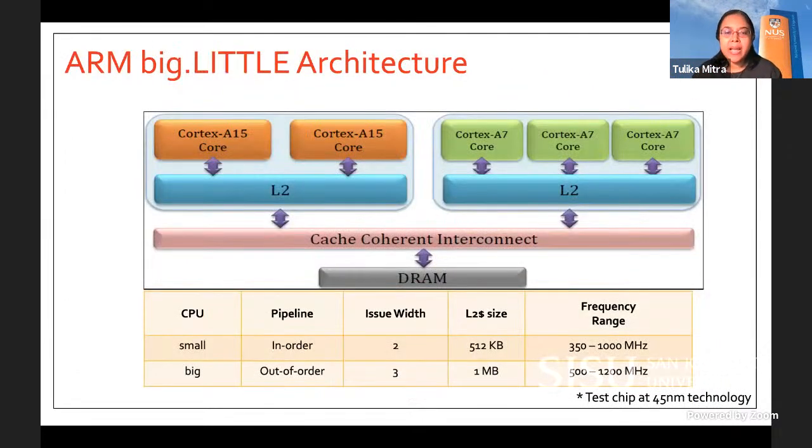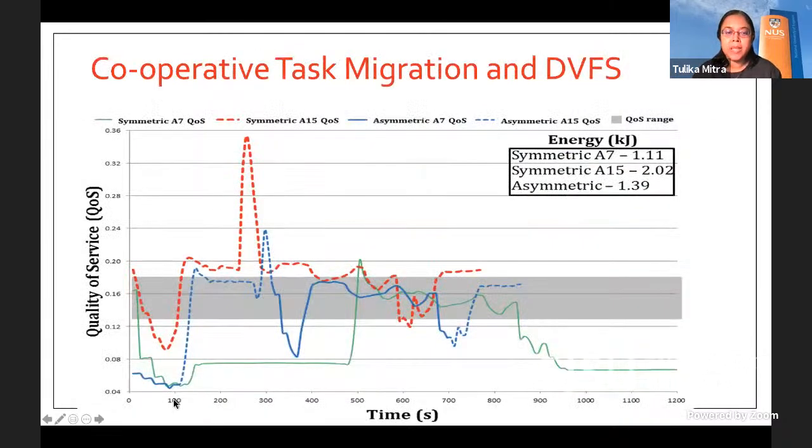And finally, you also need to be able to do the migration of tasks from the small core to the big core, or from the big core to the small core, as and when necessary. As you can see, for this particular application, this is the range in which you should be in terms of the performance or quality of service. If you fall below that range, then you should move to the big core. And if you are above that range, you should move to the small core.